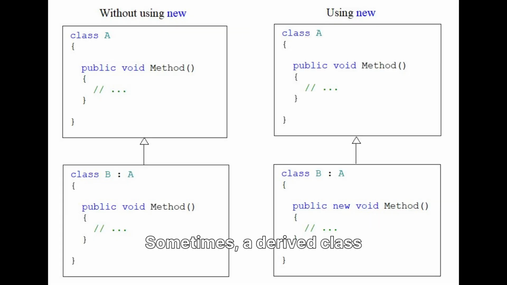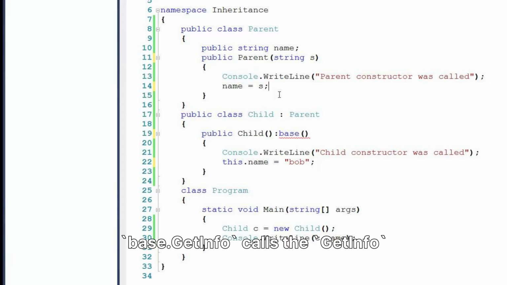Sometimes, a derived class needs to access a member of the base class that it has overridden, or to explicitly call a base class constructor. That's where the base keyword comes in. In the Employee class, base.GetInfo calls the GetInfo method of the Person class before adding its own information. This ensures the base functionality is executed.